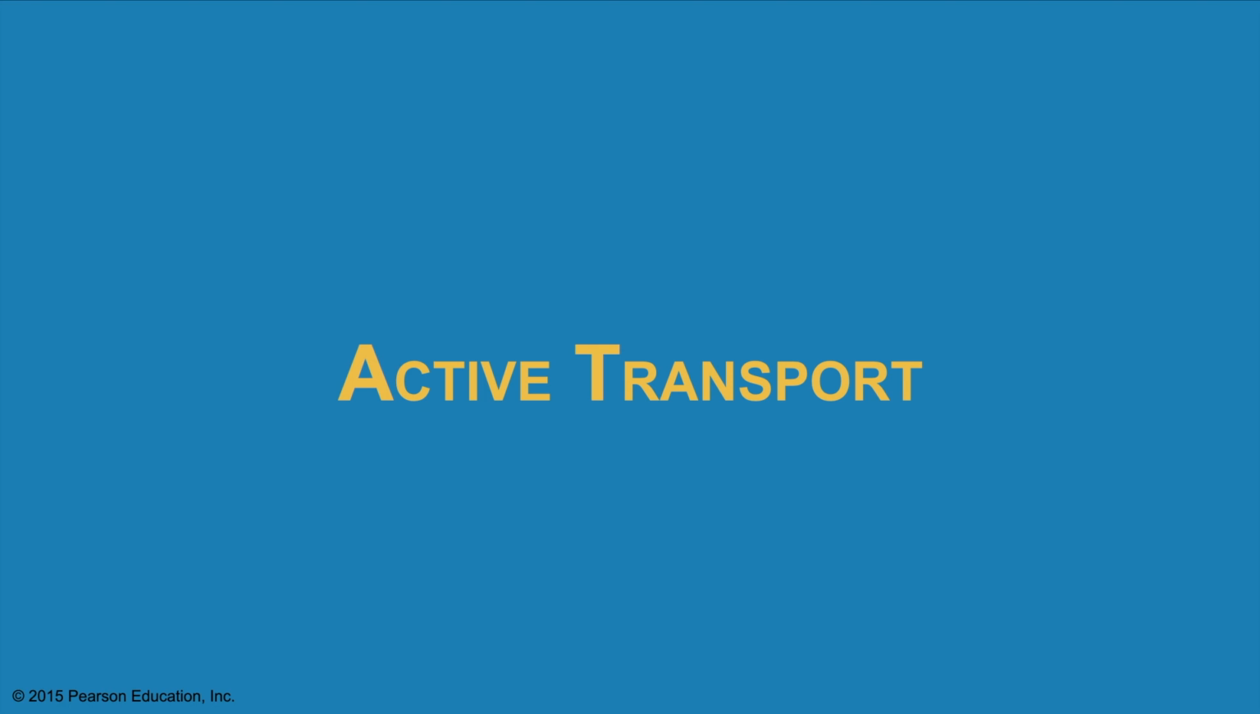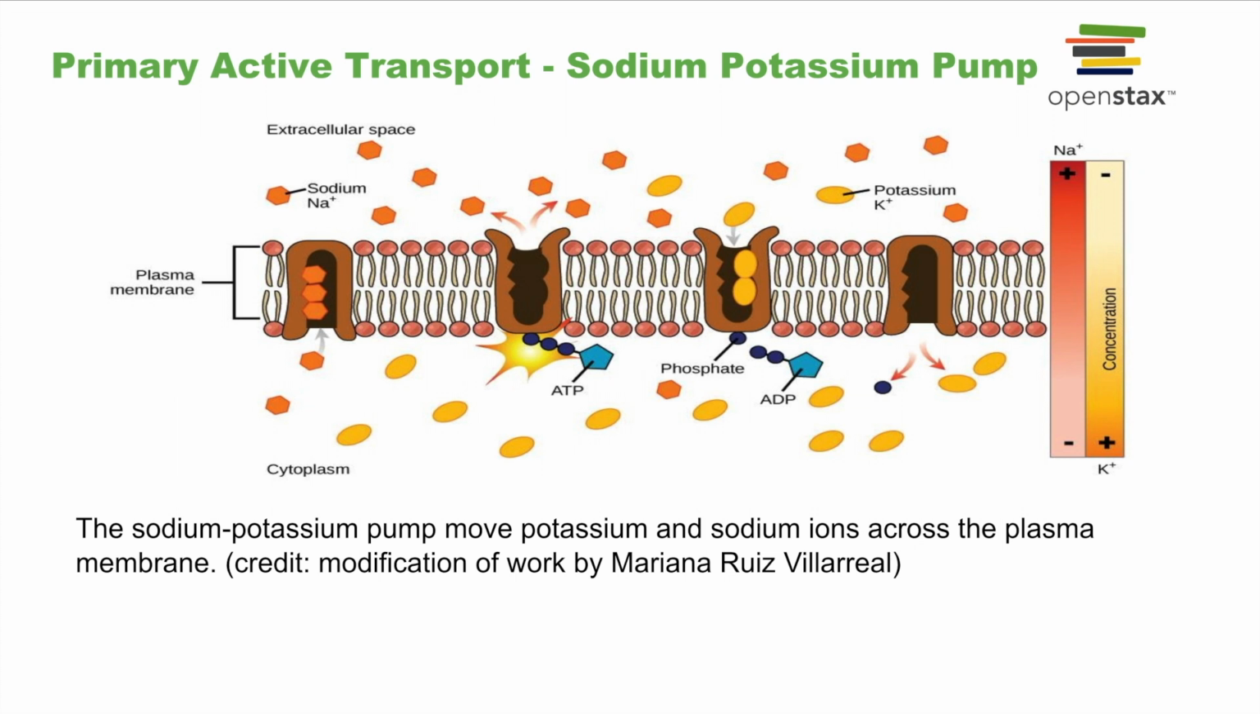their concentration gradient. The cell moves these ions from a place where they are less concentrated to a place where they are more concentrated. And this is a process that requires energy. And we call this active transport. Now, there are two types of active transport. One is primary active transport, where the source of energy is the molecule of ATP. Remember ATP, the fuel of the cell.